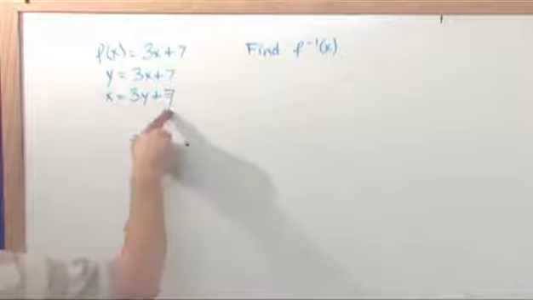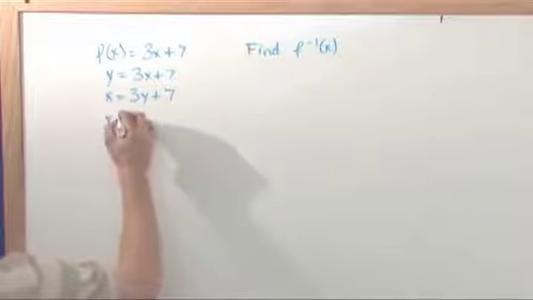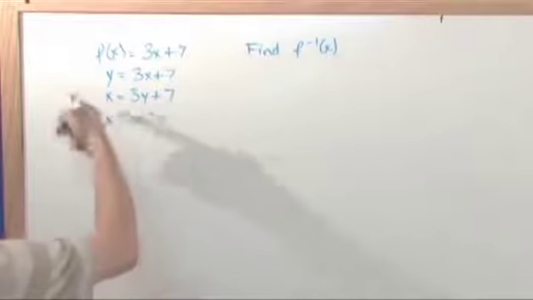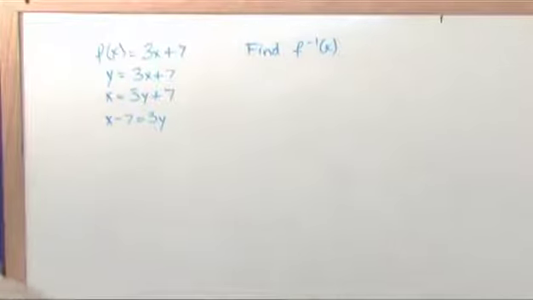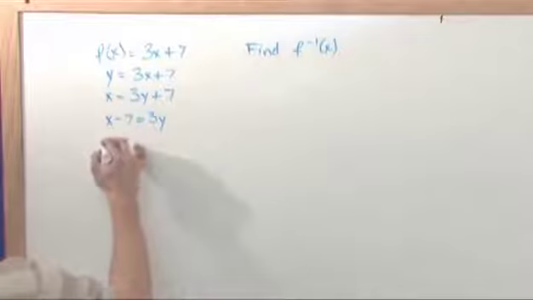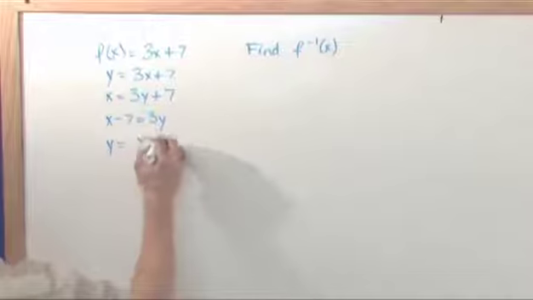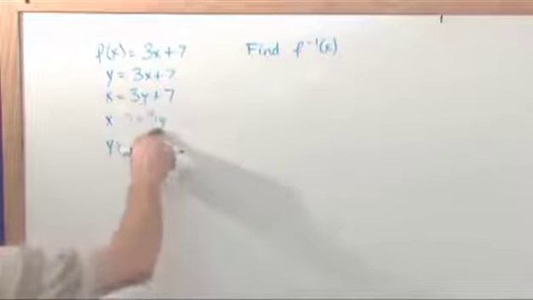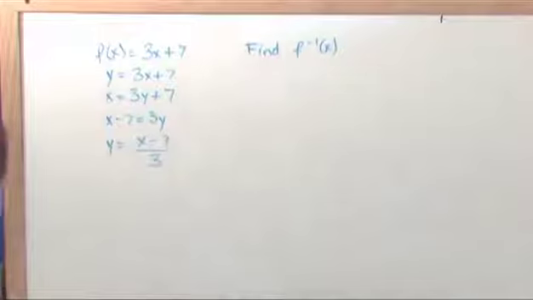Okay? So moving the 7 over, x minus 7 is equal to 3y. I subtracted 7 from both sides and moved it over there. Okay? And then the final step, and I'm going to flip this equation around here, is I'm going to say y is equal to x minus 7 over 3. I divided both sides by 3, getting rid of it here. So x minus 7 over 3 is there.